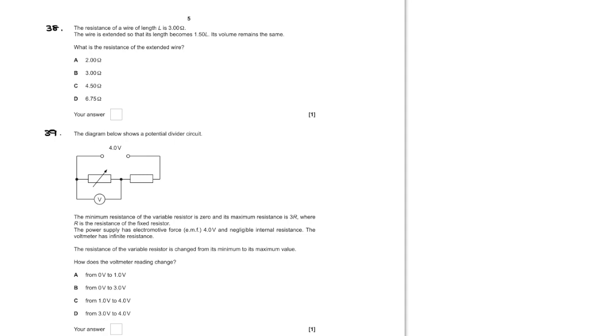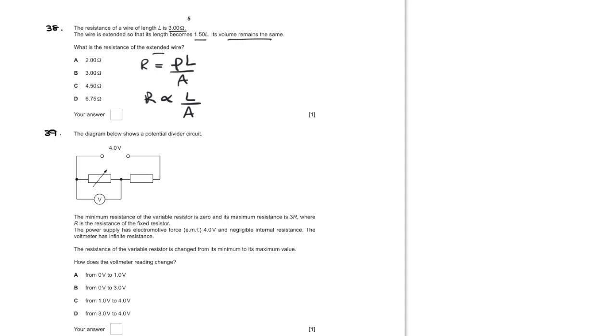For this question we are given that the resistance of a wire of length L is 3 ohms, and it's now extended so that its length has become 1.5 L, and its volume remains constant. What is the resistance of this extended wire? Because we are dealing with two variables, the length and the area, we need to consider the formula R equals rho L over A. Now rho remains the same because it's the same wire, so we can say that R is proportional to L over A.